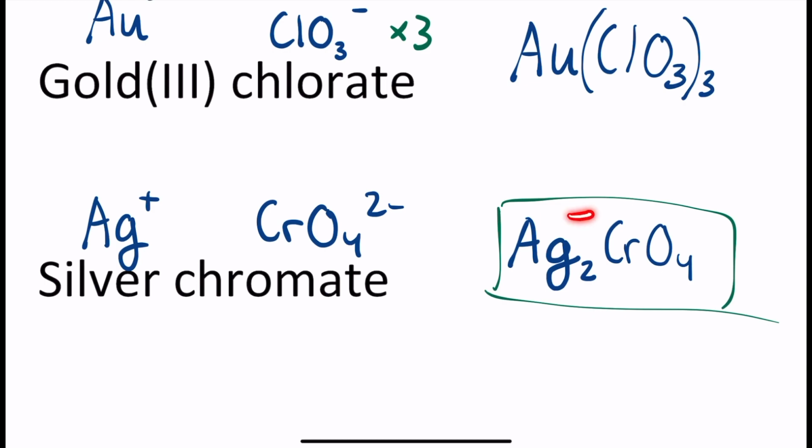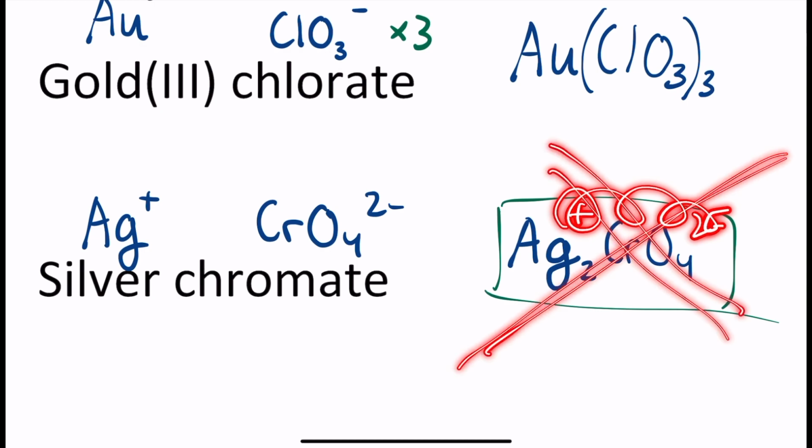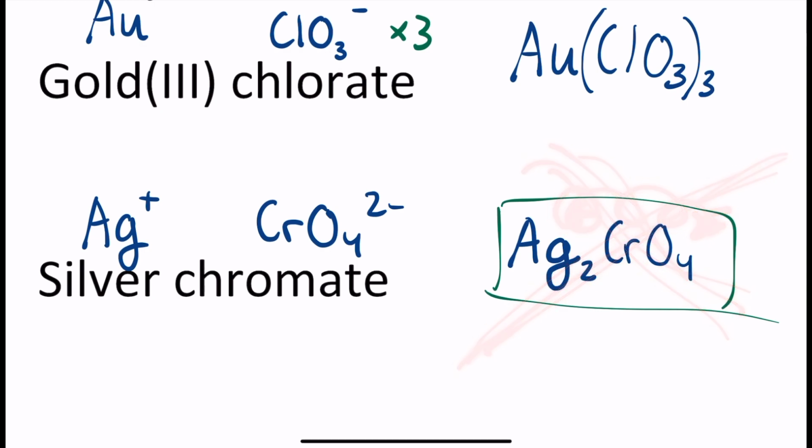Notice I'm not writing charges. Those charges are not there anymore. They cancel each other out. They're balanced. If you write any charges in the final formula like this, that is wrong. You lose all the points on most standardized exams, including the AP test and college exams. It just means something totally different if you put a charge where it's not supposed to be.